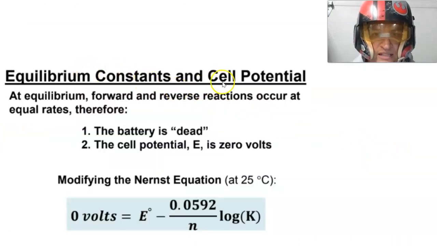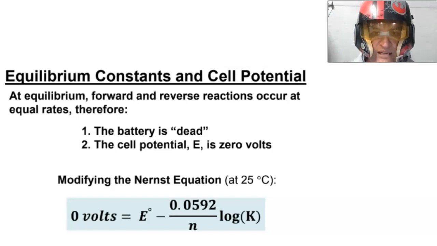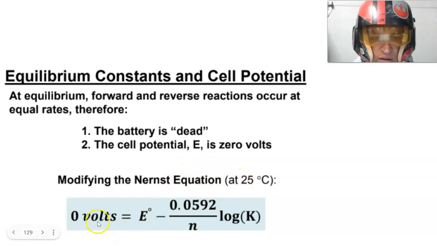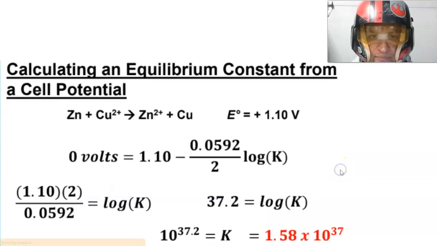So, equilibrium constants and cell potential. At equilibrium, both reactions happen at the same rate. The battery is dead. There's not a lack of chemistry in a dead battery. The fact is that the rates of reaction are the same, so therefore you don't have any voltage. Again, 0 volts. So if we think about the Nernst equation at 25 degrees, we know what the standard is because it's 25 degrees, and E cell is equal to 0 volts. So knowing that, we can determine that E naught is equal to this times the log of K.